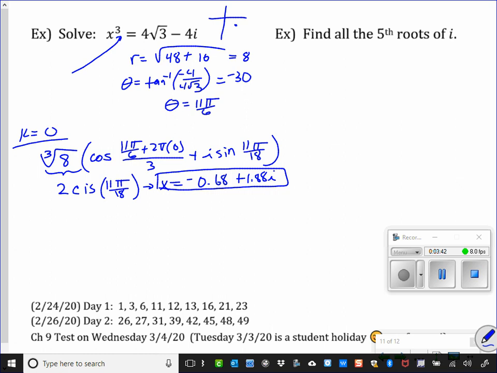All right, so the next time I do it, I have k equals 1. To do this 3 times, we'll do k equals 2 to stop. I have the cube root of 8 in the front. That doesn't change, so that's going to be a 2. And then I have cosine. This time I have 11 pi over 6 plus 2 pi times 1.